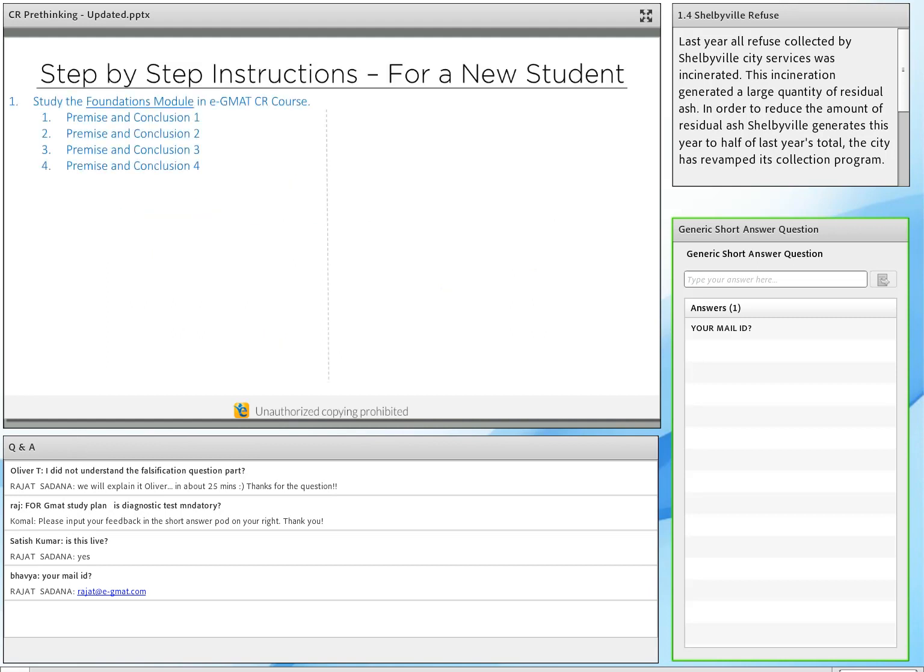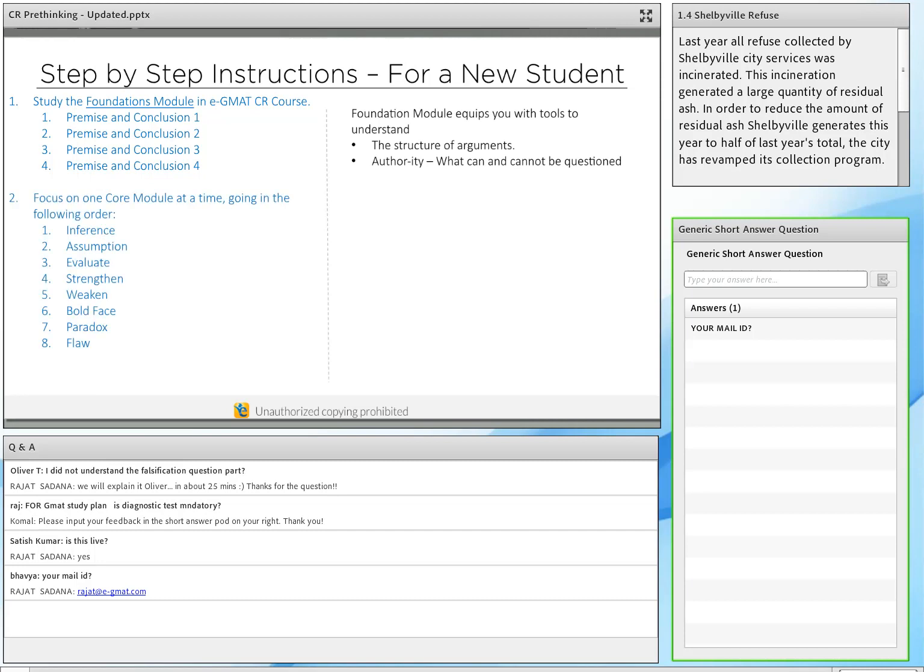If you're a paid student, make sure you go through the premise and conclusion files first. If you have not, then go through the inference module. It's a very elaborate module. It's a module that will help build that visualization capability. So spend a good 12 hours on that module. Trust me, this investment would make sure that you breeze through the assumption module, and then as you get to evaluate, strengthen, and weaken, you're going to find that you end up taking 2 or 3 hours to go through one module.